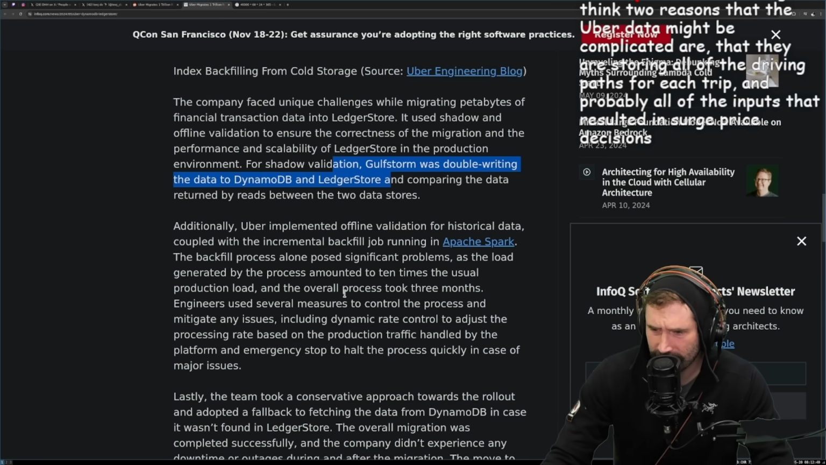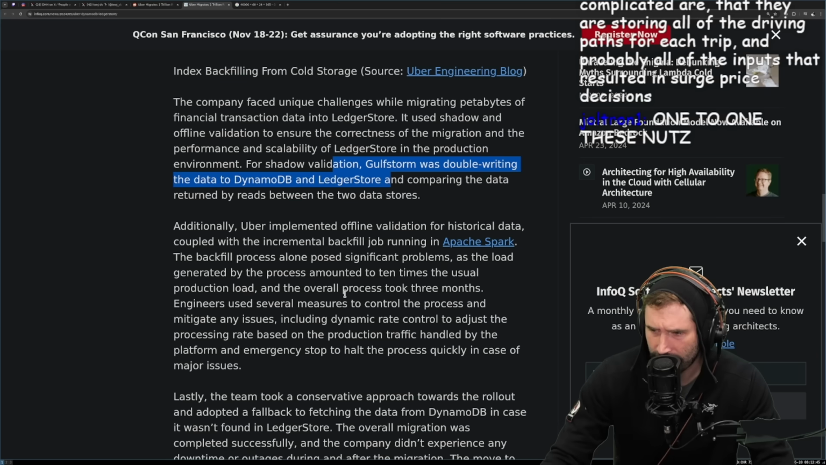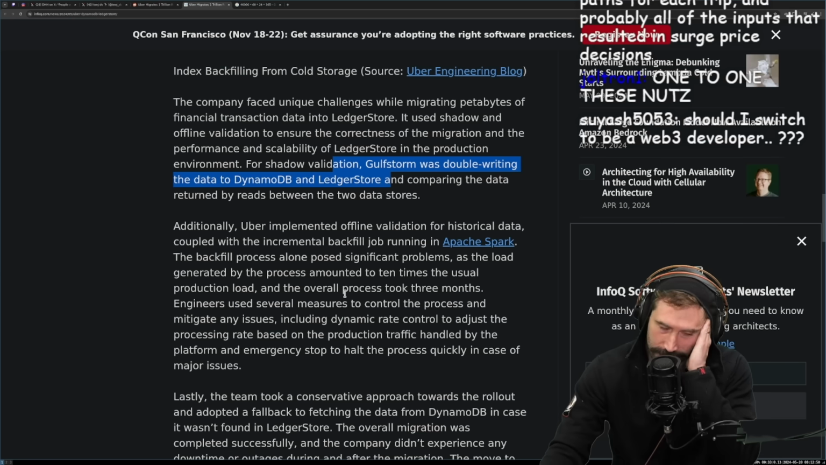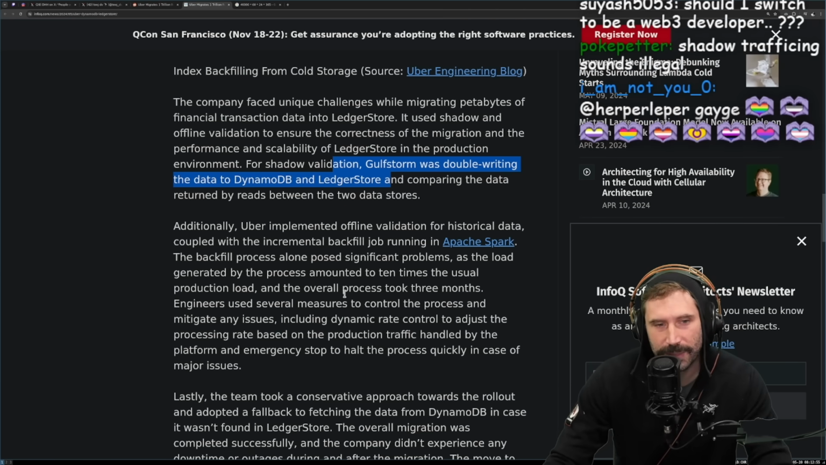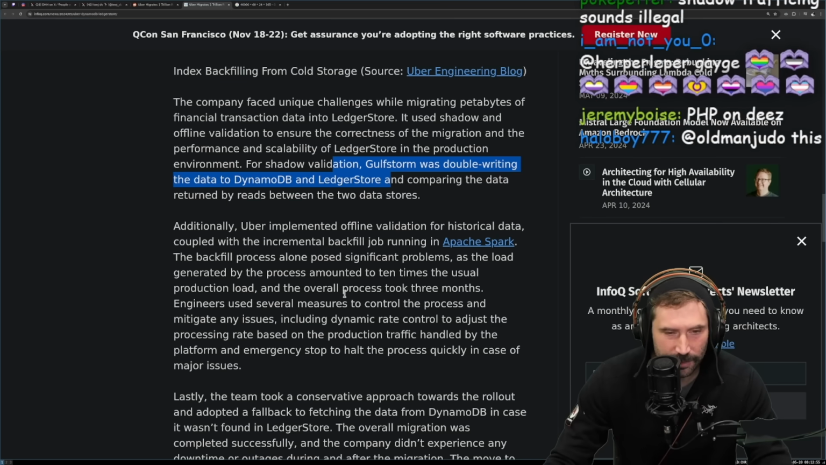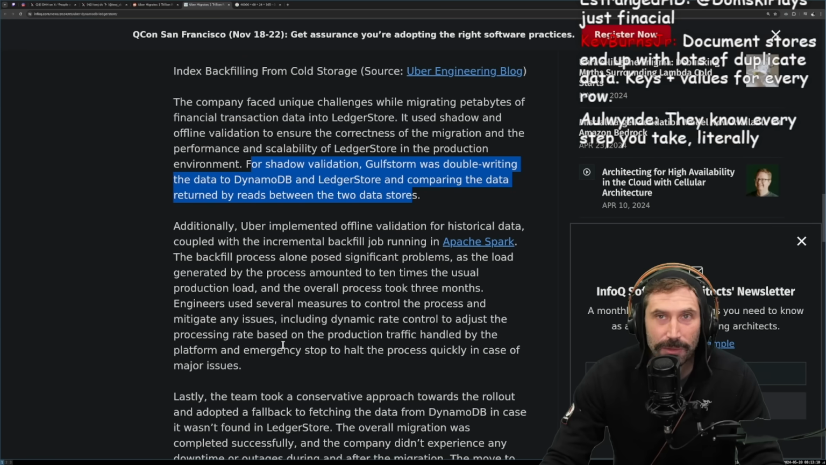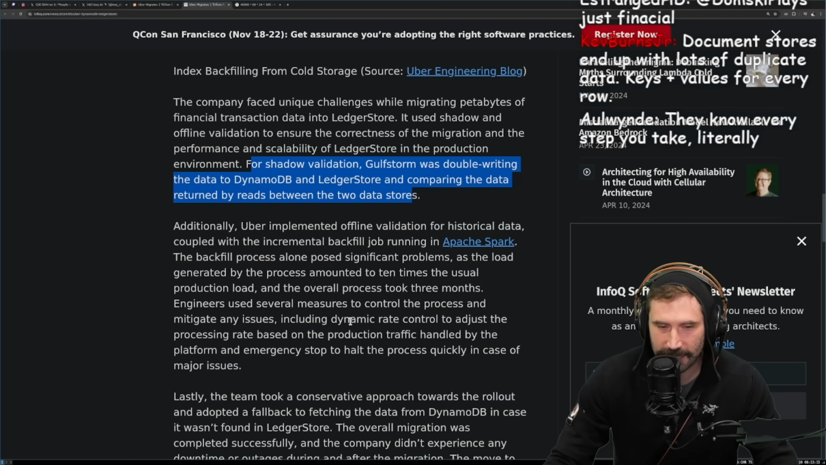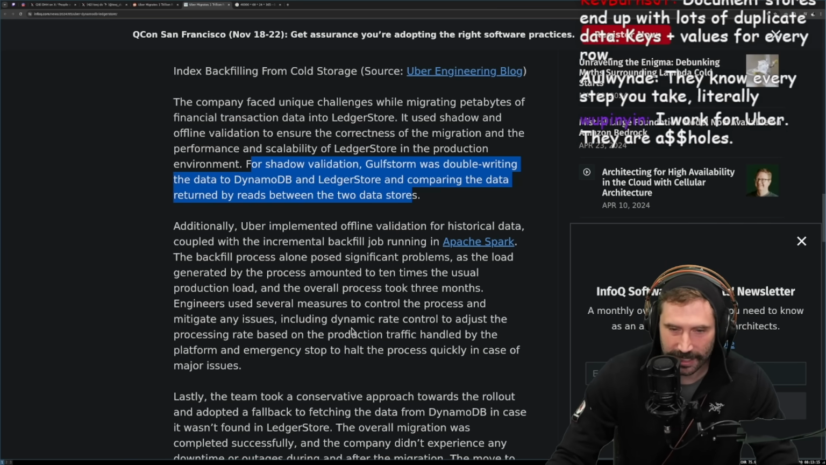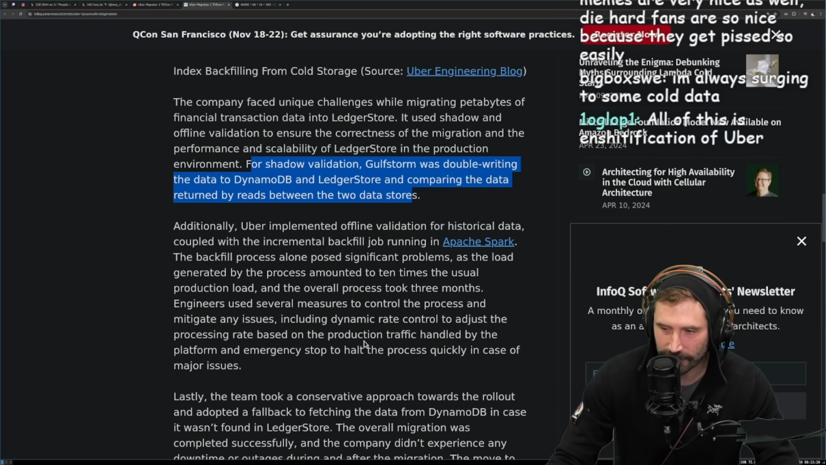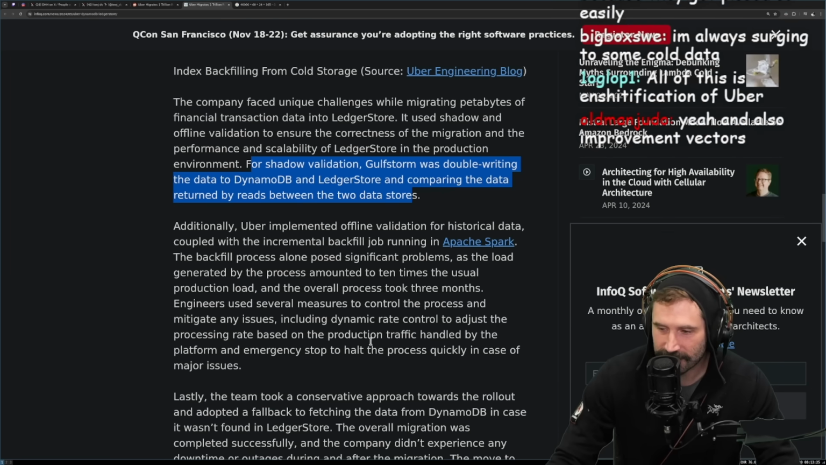I think two reasons that Uber data might be complicated are that they're storing all the driving paths for each trip and probably all the inputs that resulted in surge pricing decisions. Oh, interesting. Yeah, the surge pricing. I never really thought about the surge pricing. You probably want to keep all the reasons why you're surge pricing, because my guess is that surge pricing is probably one of the most likely litigation vectors of Uber. And so if they can show you the exact reason why they chose to do it, I work for Uber. They're assholes. Okay, that's true. All of this is enshittification of Uber.